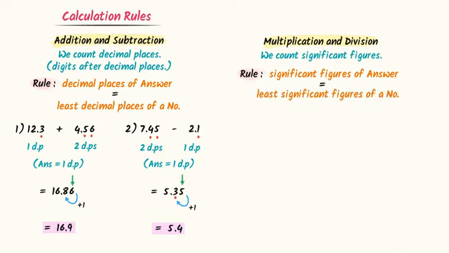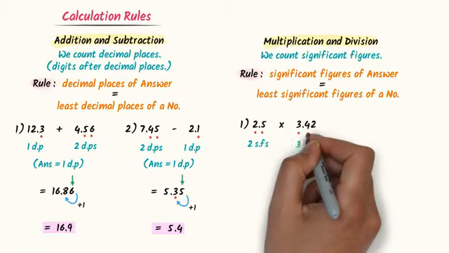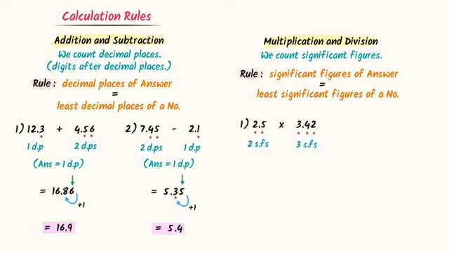For example, consider 2.5 multiplied by 3.42. Now 2.5 has two significant figures and 3.42 has 3. The least significant figures are 2. So our answer needs two significant figures. We multiply and get 8.55. The next digit after the last significant figure is 5 with nothing after it. The digit before 5 is 5, which is odd. So we round up. Thus the final answer is 8.6.